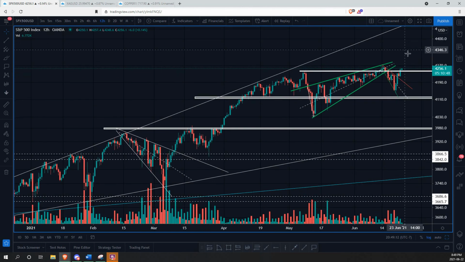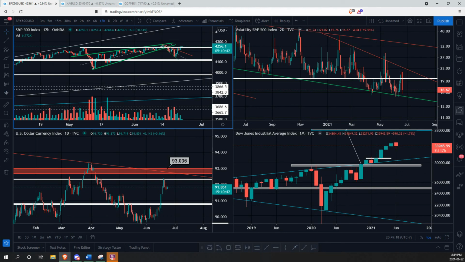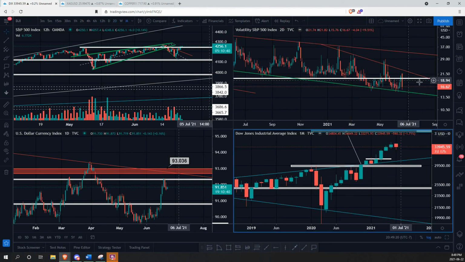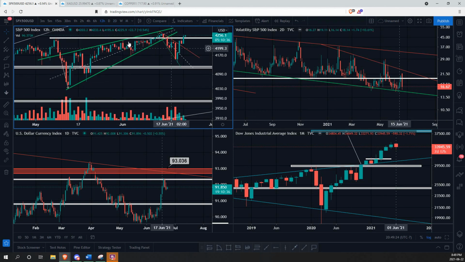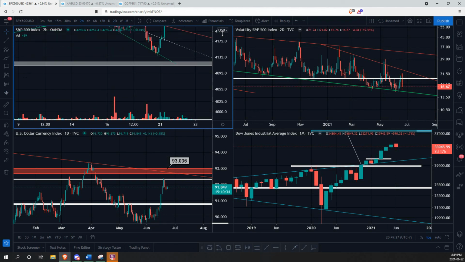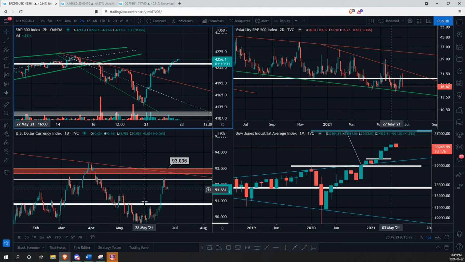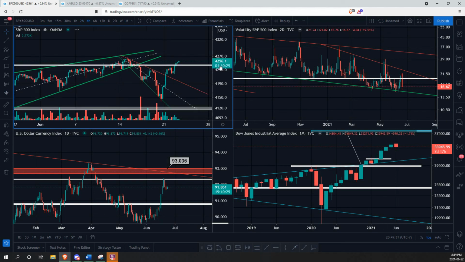So not much more to touch on within the S&P 500. We're really just going to dive right into the DXY, the Dixie, the US dollar index. Nice dip in the volatility index as well for the S&P, which is great to see. Let's go to the 2 hour and just leave it at that. Let's leave it at 4 hour. It's a little bit better.